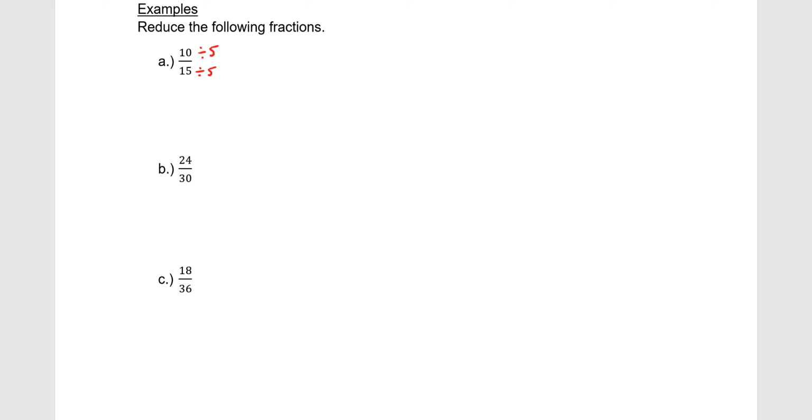So we can divide them both by that common factor. And 10 divided by 5 is 2. 15 divided by 5 is 3. And now 2 and 3 don't have any common divisors, so we're done. 10 over 15 reduces to 2 over 3.